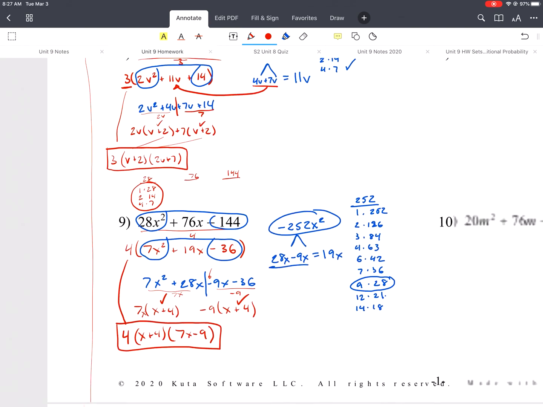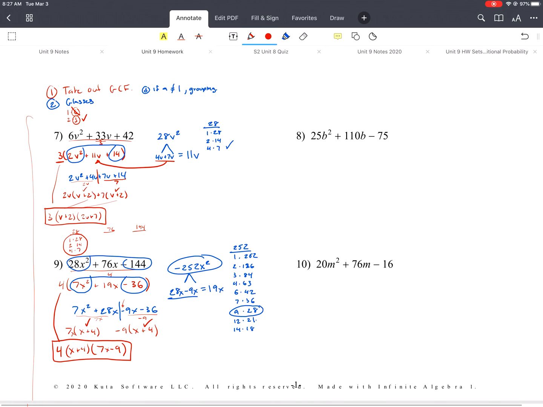Okay? So again, the steps for all of these, for this homework, we're going to take out the greatest common factor. You're going to do glasses. And then if a is 1, then you can use the shortcut. And if it's not, then you have to do grouping.